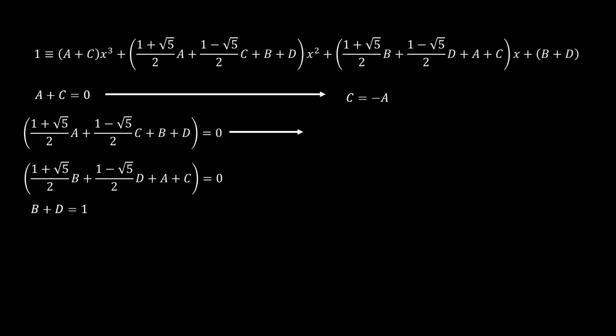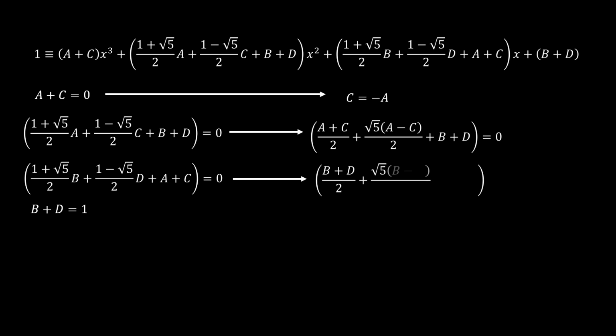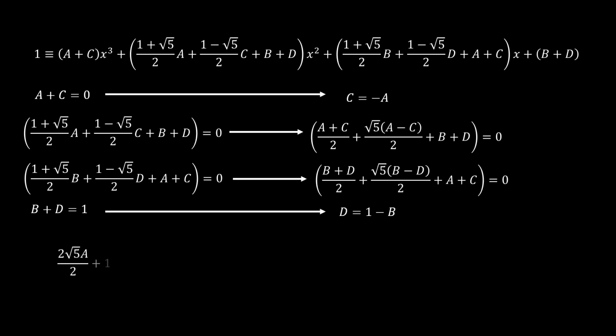Since b plus d equals 1, first of all, let's collect like terms here. So we have (a plus c)/2, and then we have (a minus c)/2 times root 5 plus b plus d. And then here we have (b plus d)/2, collecting like terms, and then root 5 times (b minus d)/2 plus a plus c. And then from here, we can see that d is the same as 1 minus b. So that's the first thing we can do.